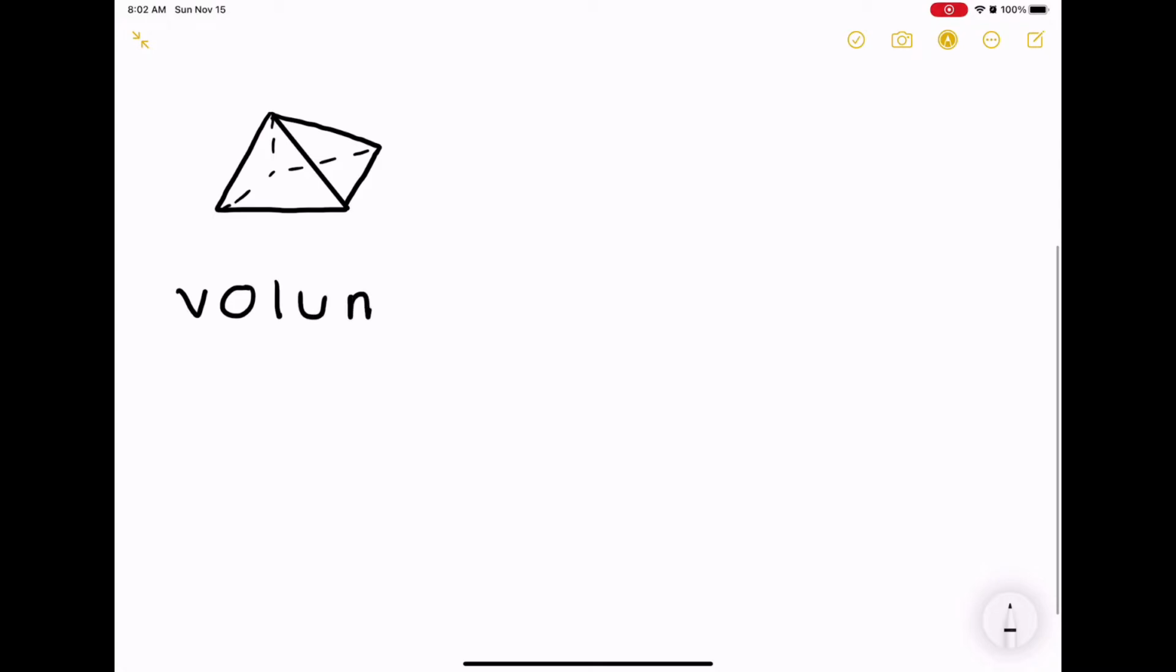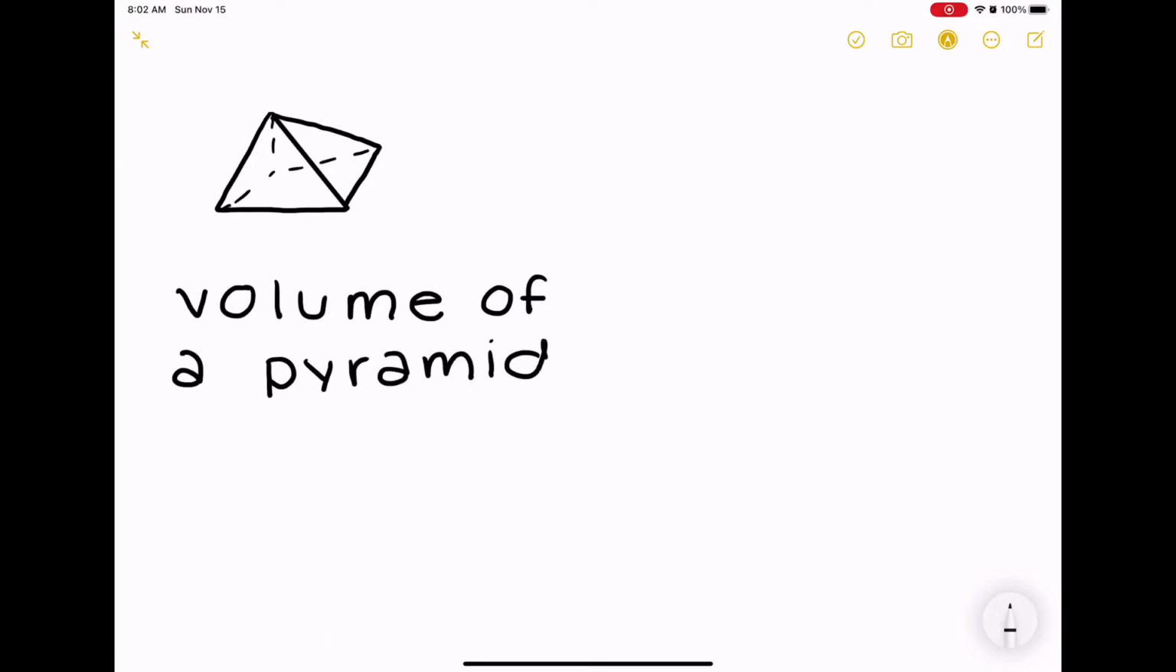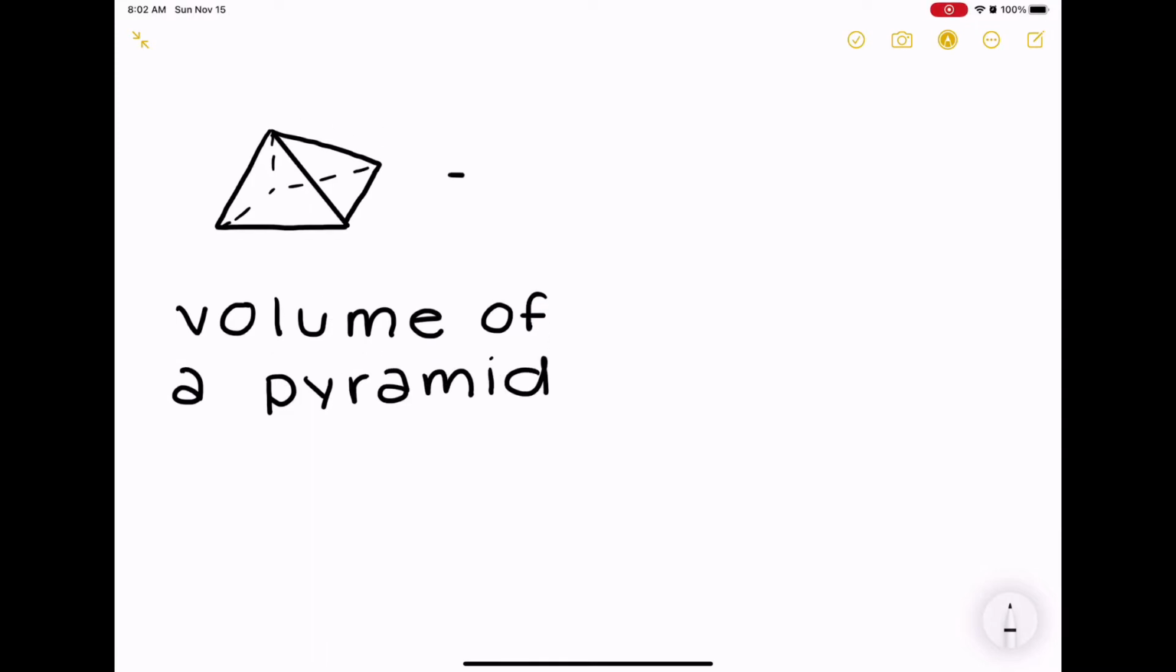So we know the volume of a square or rectangle is length times width times height. You might be wondering how this helps us find the volume of a pyramid. Well, actually, this helps us because the volume of a pyramid will be 1/3 of the cube or the rectangle that it fits in. Now, I'm going to explain this a little bit more in detail.